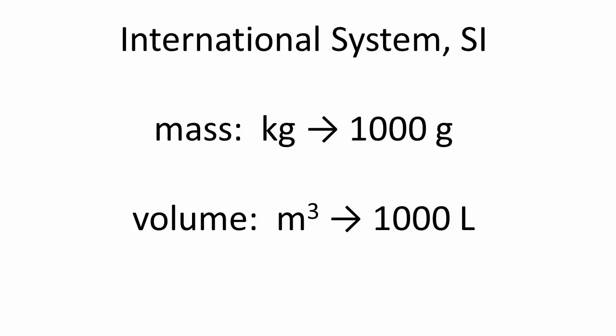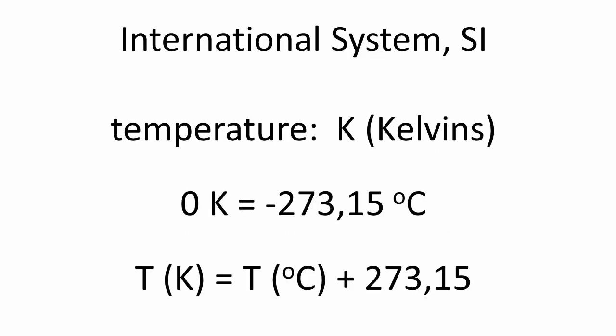For temperature, the SI system will use Kelvin. On the Kelvin scale, the lowest temperature physically possible, called absolute zero, is equal to 0. On the Celsius scale, absolute zero is negative 273.15 degrees. One can convert a temperature in Celsius to a temperature in Kelvin by adding 273.15.